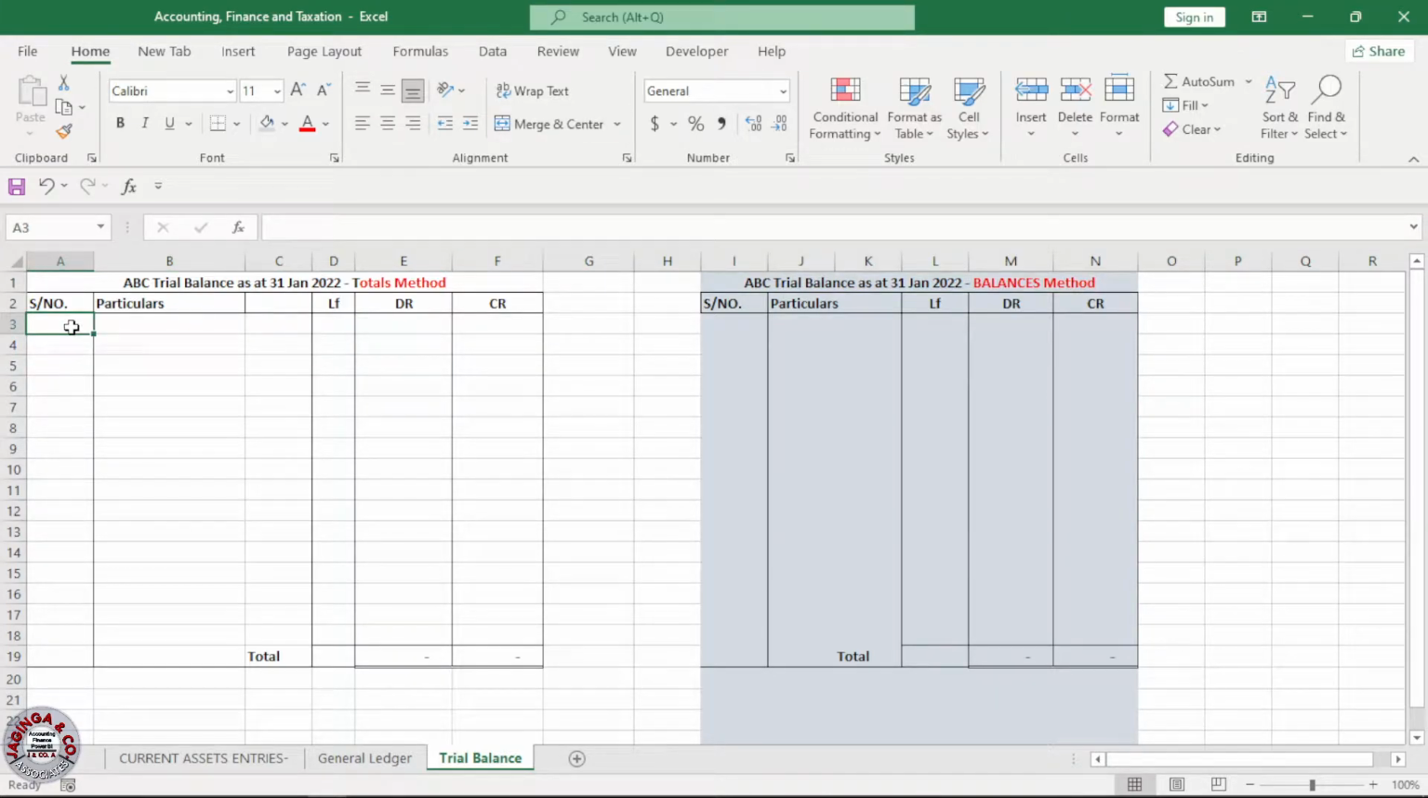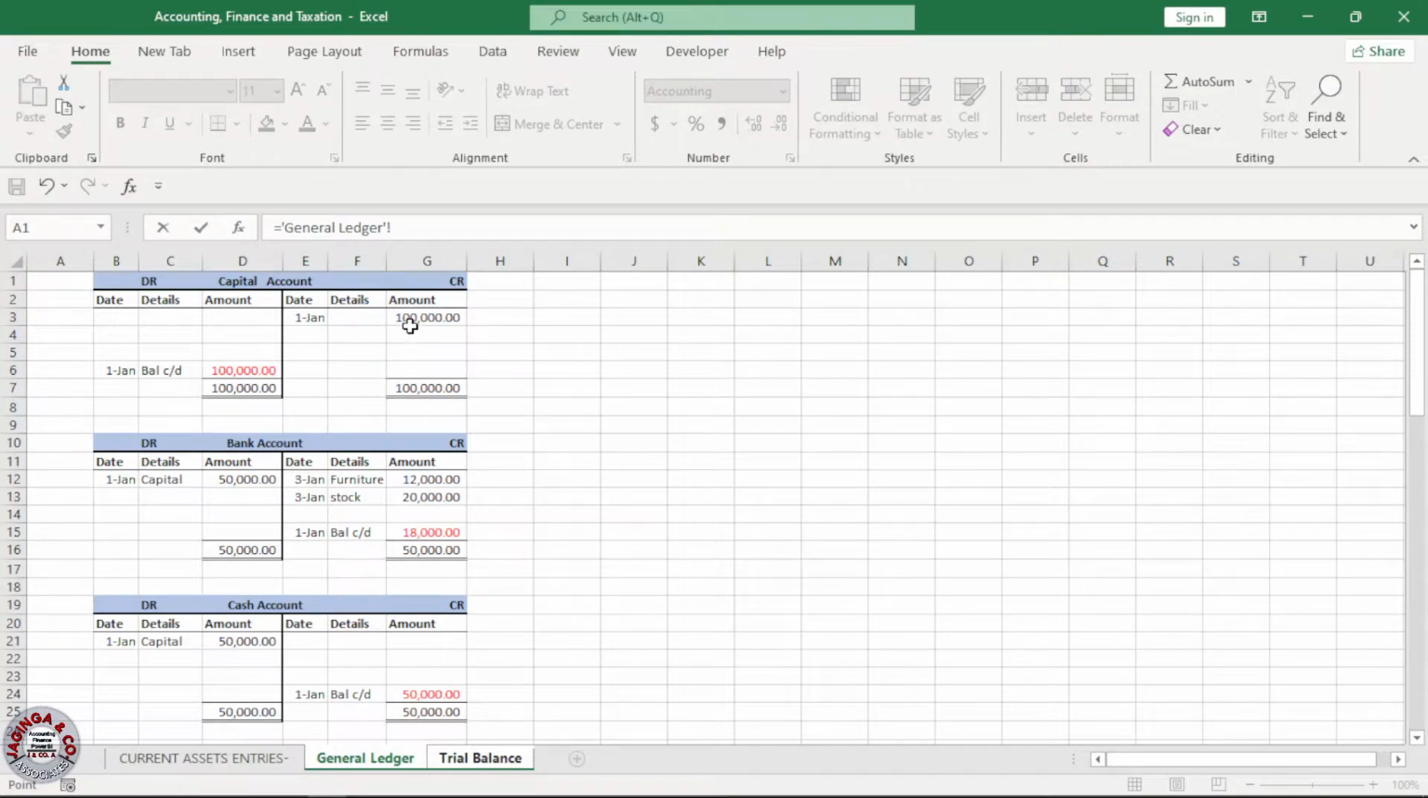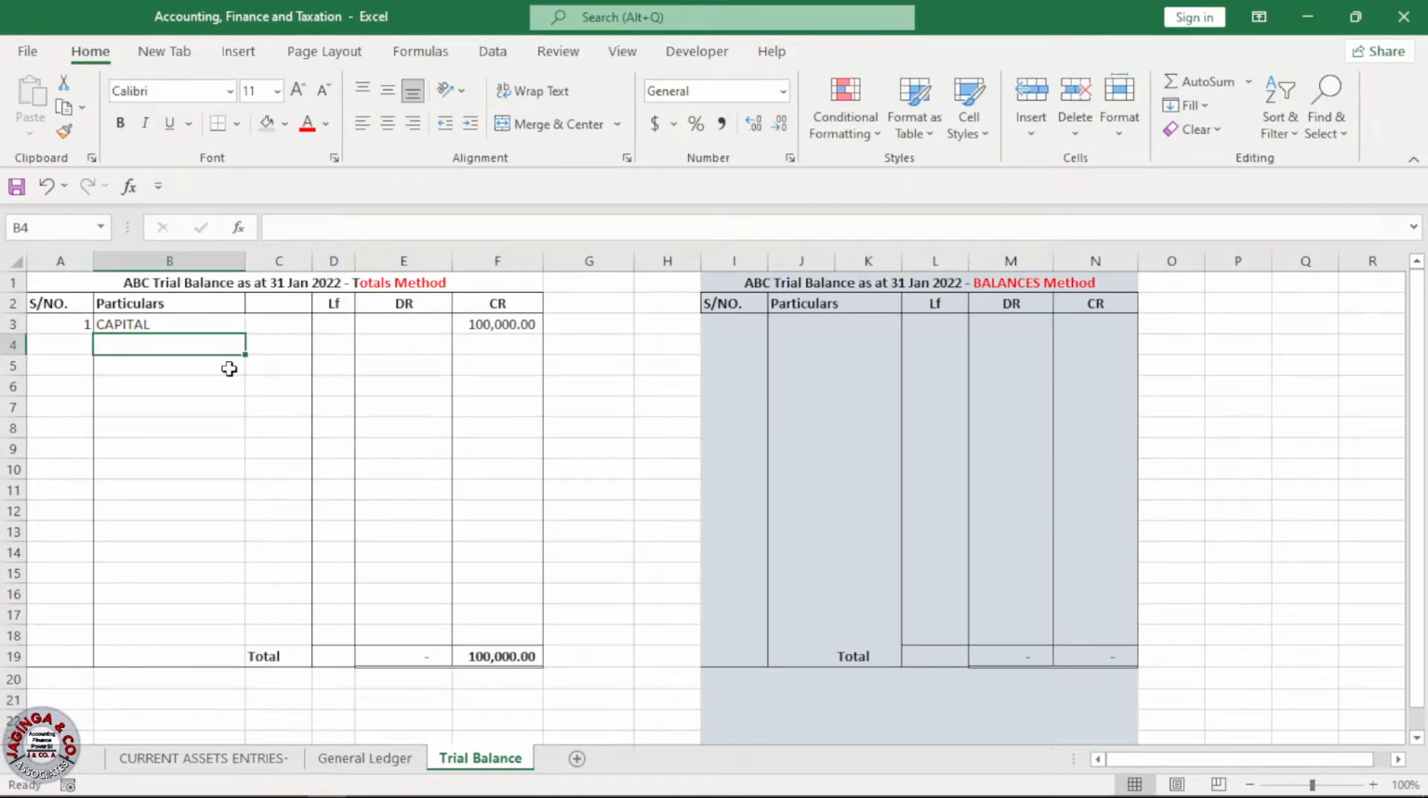And then we are starting with the capital account. So this one I will write capital, and I'll transfer the balance of capital. Remember, we had 100,000 and there was no other transaction other than what we injected into the business. So we just have a credit balance of 100,000. There's no debit balance coming from capital account.